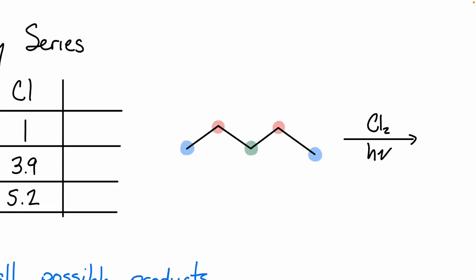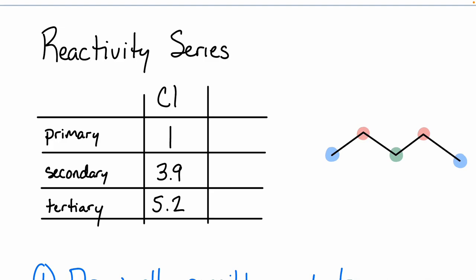All right, and then lastly, we're gonna update this table here. We talked about our reactivity factors if we used chlorine in a radical halogenation reaction. If we used bromine, we get very different numbers here. All right, again, the primary we just say is one. Everything's relative to that. But then a secondary carbon is going to be 82 times more favorable. And a tertiary carbon, a whopping 1,640.